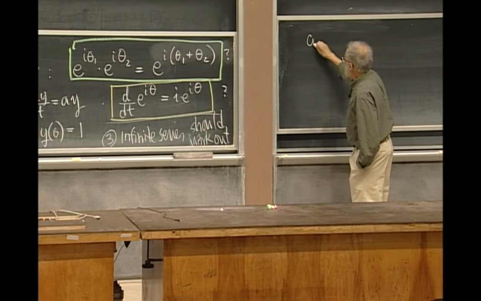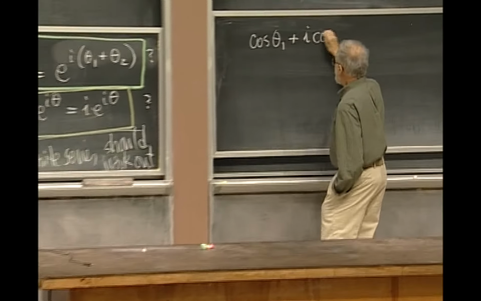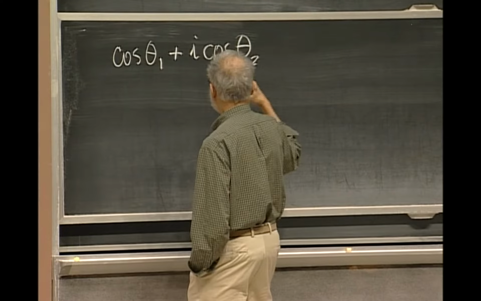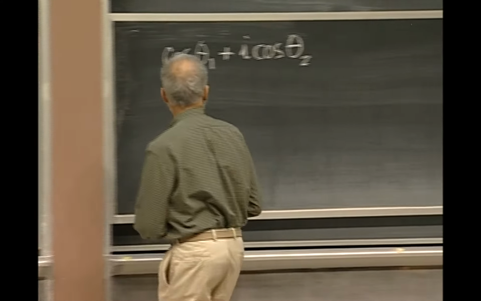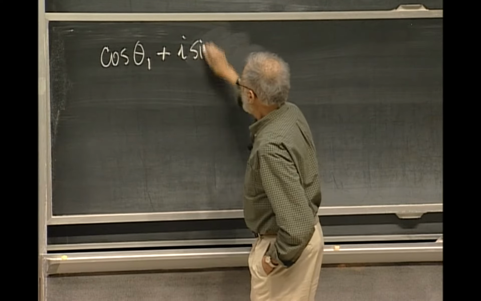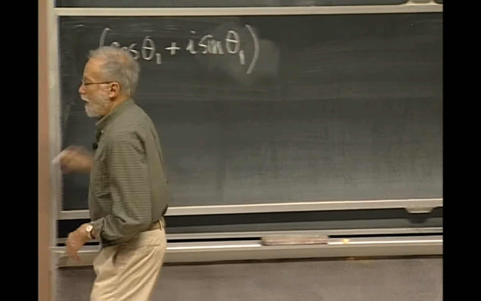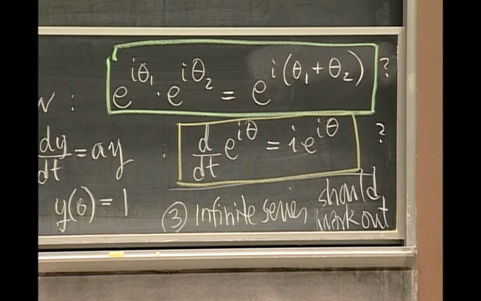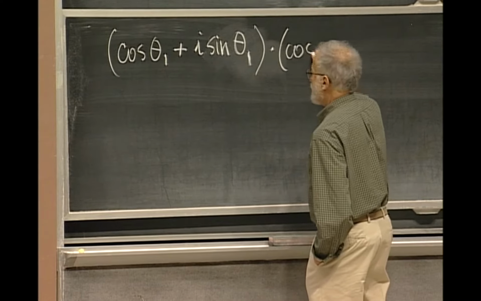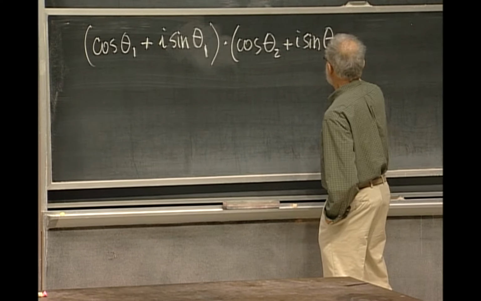I will calculate the product of cosine theta 1 plus I sine theta 1. That's e to the I theta 1, right? So that corresponds to this. The other factor times the other factor, cosine theta 2 plus I sine theta 2. Okay, what does that come out to be?